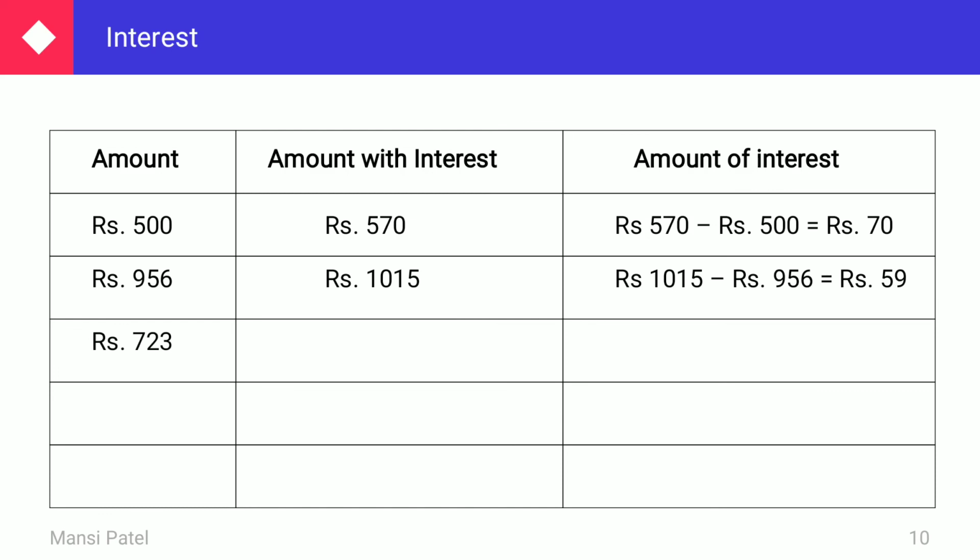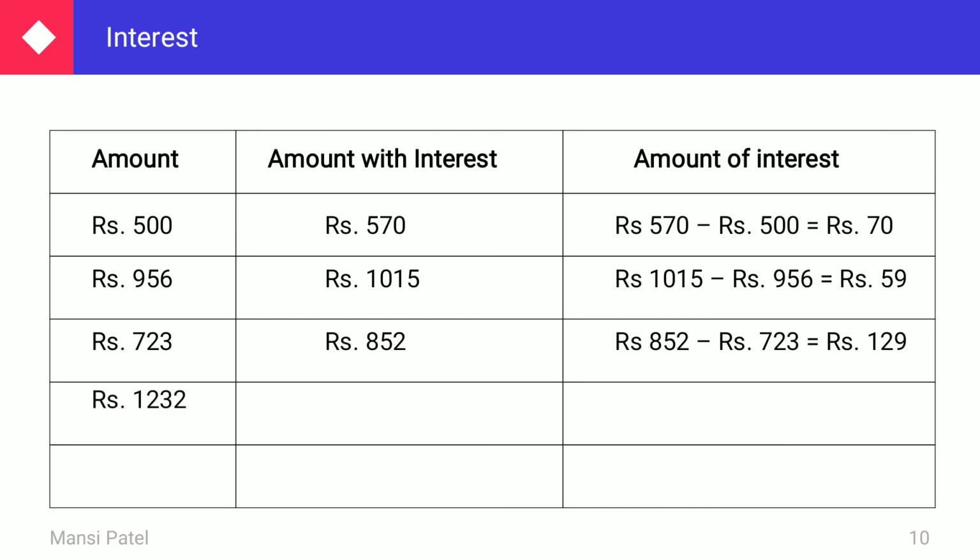Then rupees 723, that is your amount, and the amount with interest is 852. If you want to find out the amount of interest, how can you find it? Do the subtraction of 852 minus 723, that is 129. This 129 is known as the amount of interest.